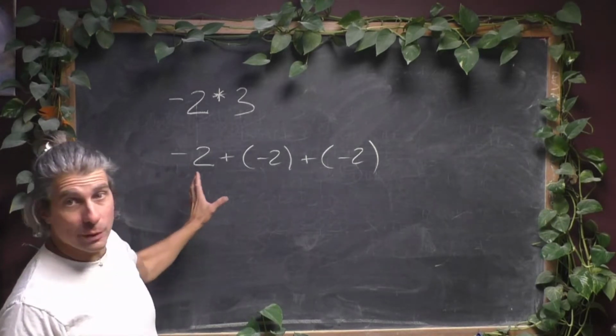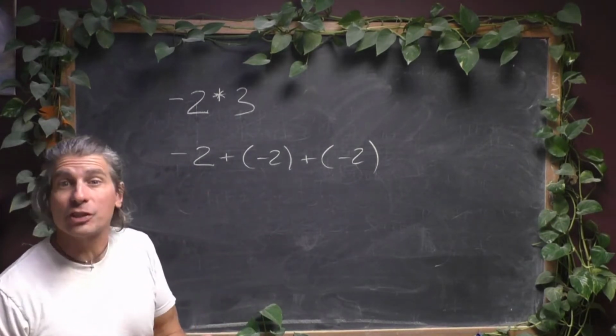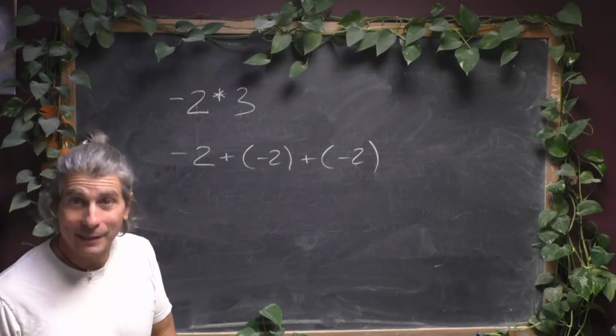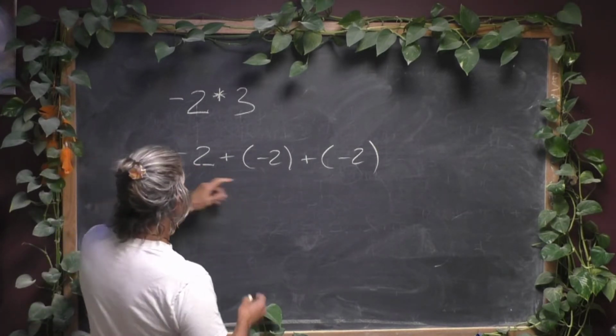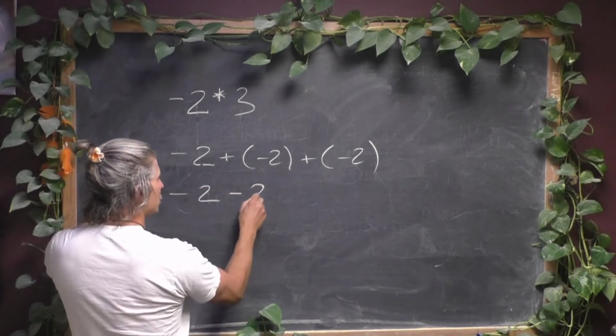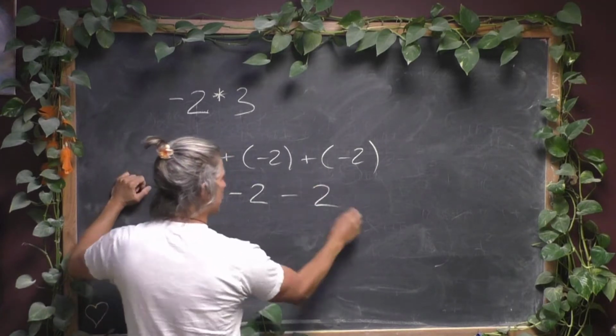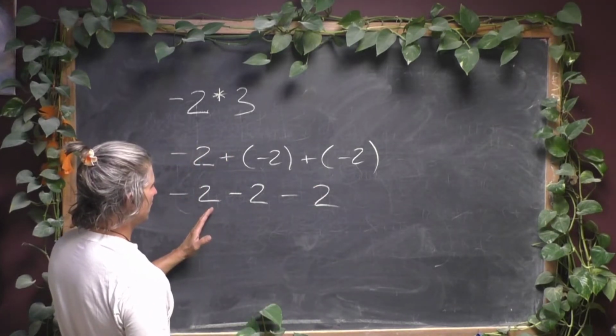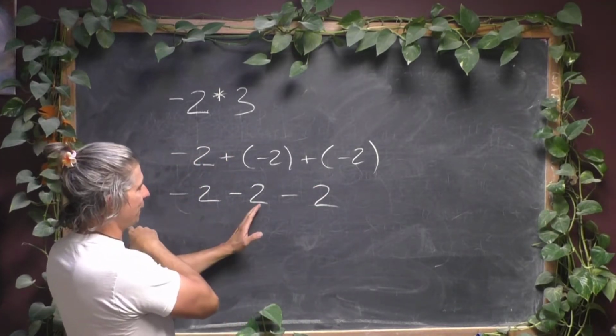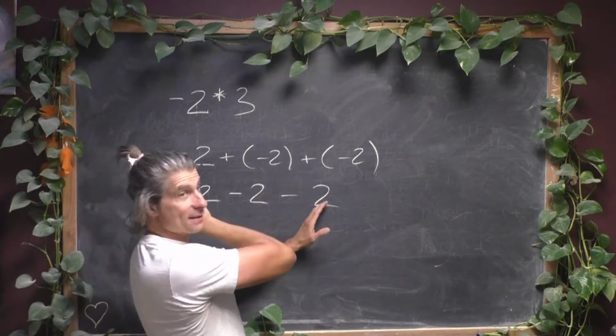And then you can just use what we just learned about adding negative numbers, which is the same as subtracting positive numbers. So -2 plus -2 is the same as -2 minus 2 minus 2. So if you start at -2 and then move 2 to the left, that's -4, and then move 2 more to the left, that's -6.